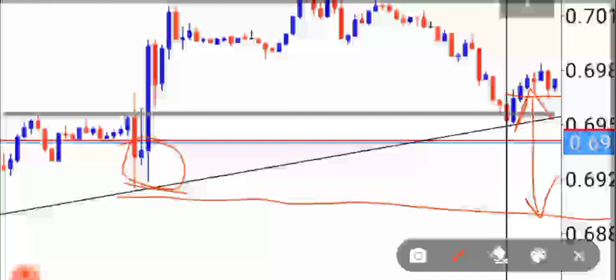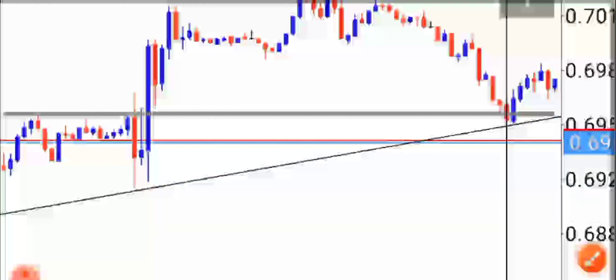But I'll share with you how I place my own stop loss. I place my own stop loss using the ATR indicator. ATR means average true range. That is what I use to place my stop loss. And how do I do it? Once I just come to my chart, I put in the ATR.